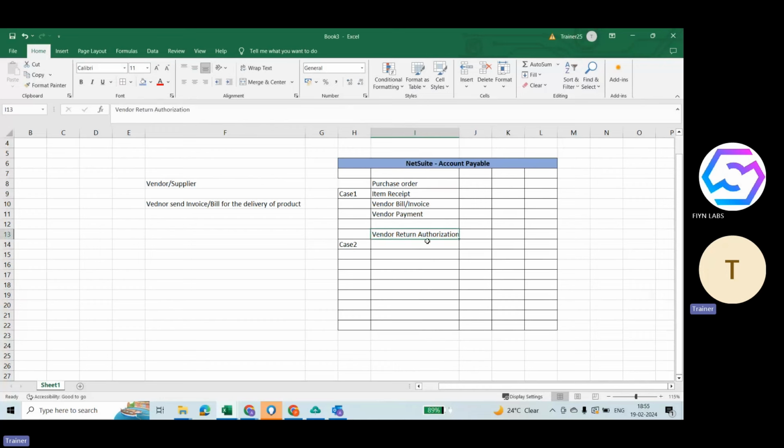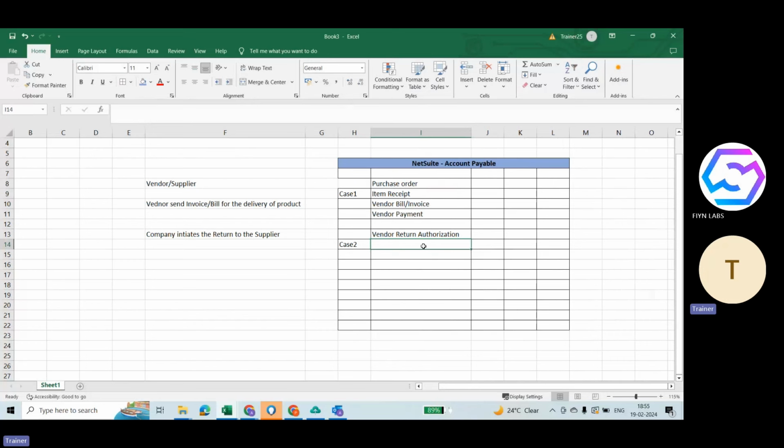So this stage says that the company, or I would say the customer, initiates the return to the supplier. That is, I don't like your product, so I need to return this item. For that we raise the vendor return authorization. When the vendor return authorization is created, it's a non-GL transaction. Non-GL means it's just a mutual agreement, just like a purchase order.